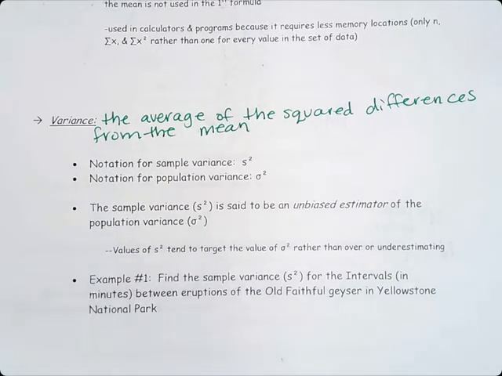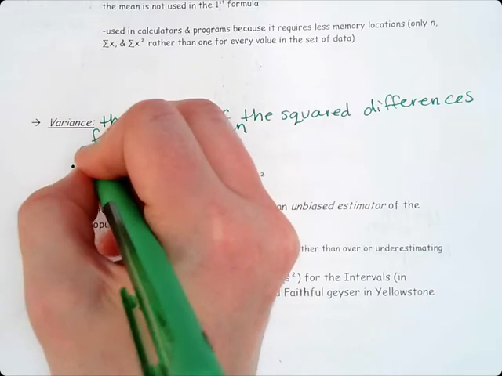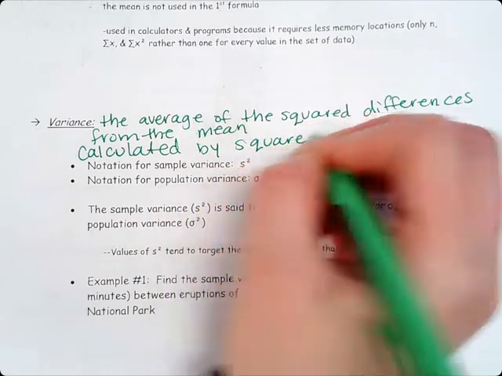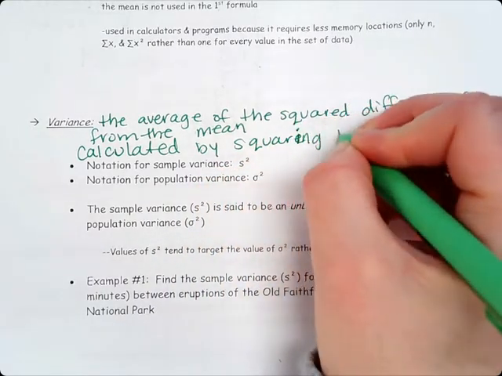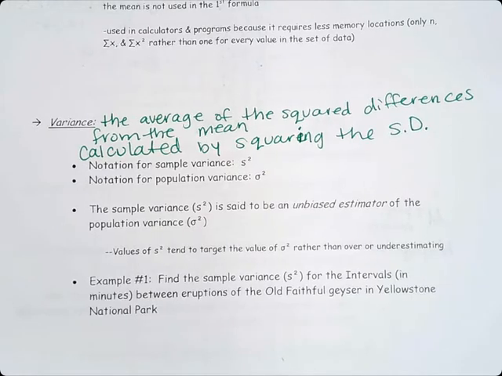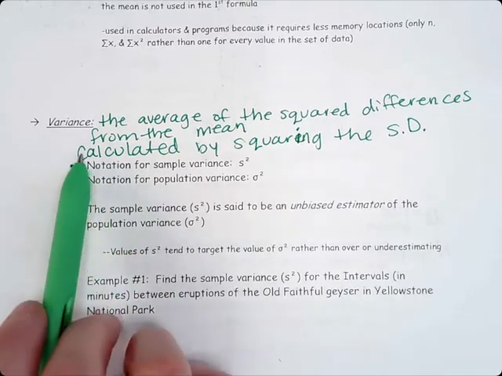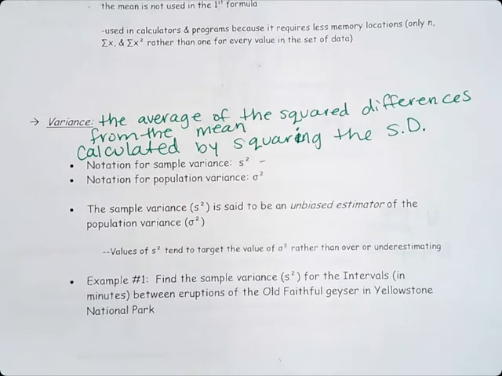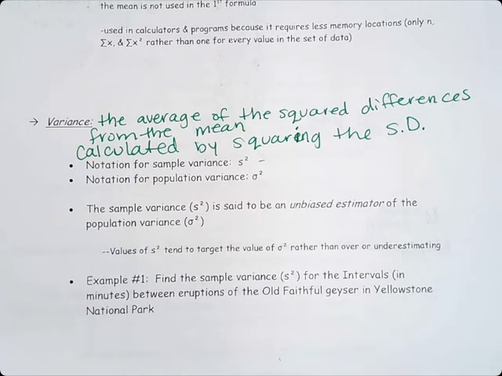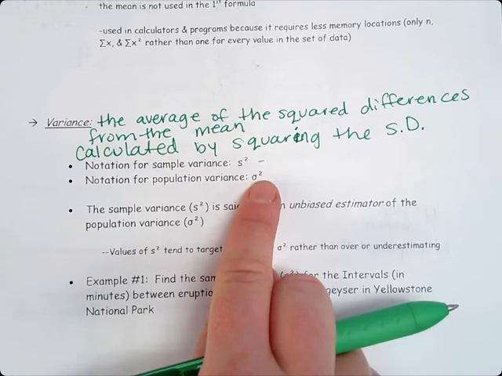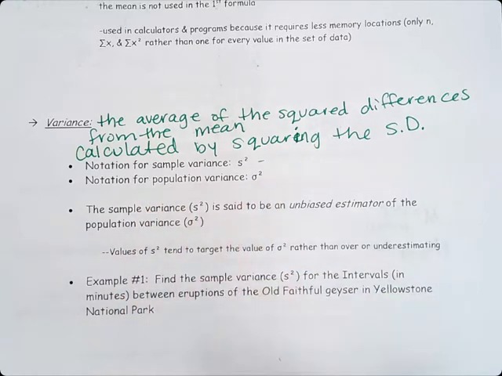In order to find variance, you have to know your standard deviation. It is calculated by squaring the standard deviation. So it gives us the notation S squared. So remember, S is our sample standard deviation. So if you square your sample deviation, then this is your sample variance. If we square our population standard deviation, then we get our population variance.